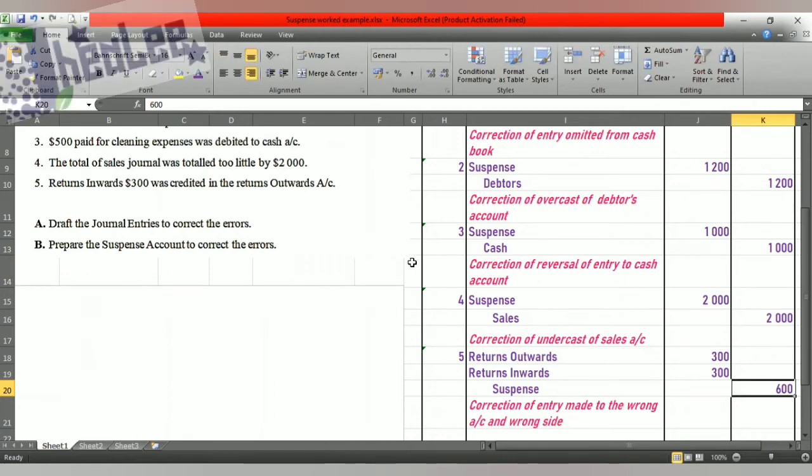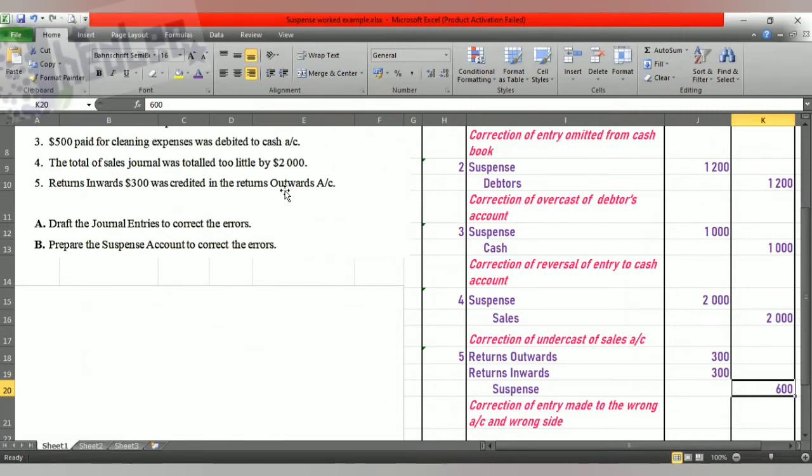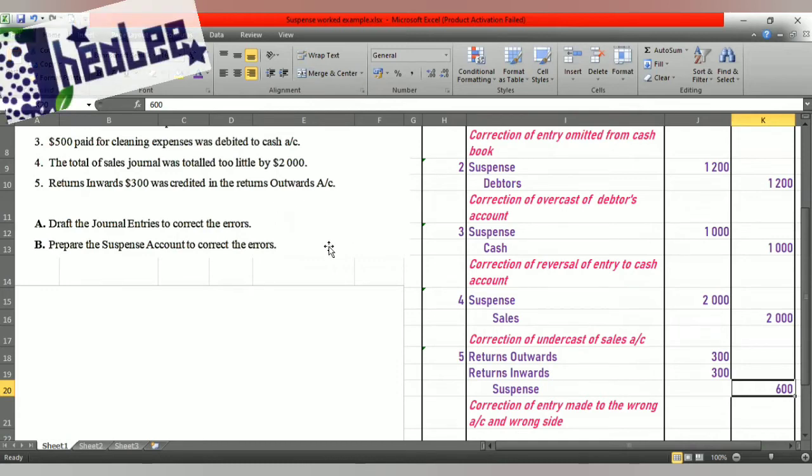So it was an error placed in the return outwards account in error instead of the return inwards. So there was the wrong account in place. Also, it was placed on the wrong side because our return inwards account, based on the entry, should be a debit entry. But to the return outwards account, there was an incorrect entry.